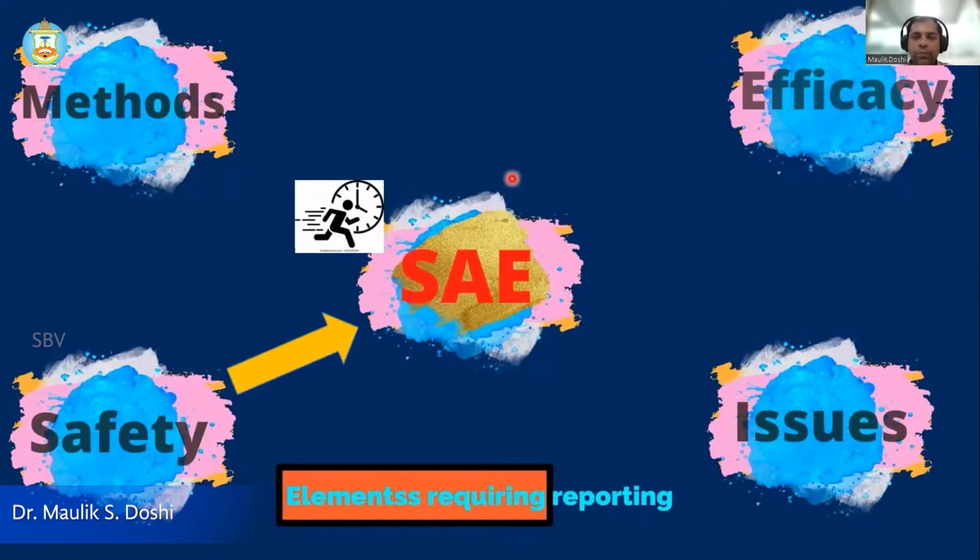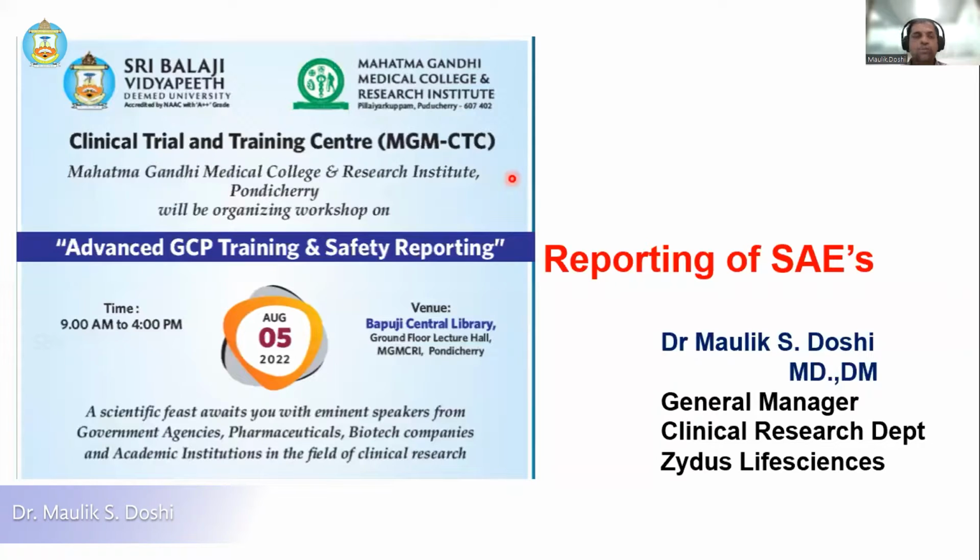SAE reporting is one of the elements in the entire clinical trial which requires immediate reporting. So this is the importance of SAE reporting. That is why it is important to know why this reporting is important, how it should be done, what are the stakeholders involved in this reporting, and what is the timeline for reporting. I would like to thank our organizer, who organized this fantastic advanced GCP training workshop and considered the importance of this point, reporting of SAE. I will walk you through my presentation, and it will also be interactive. I may stop at some slide and ask some questions.